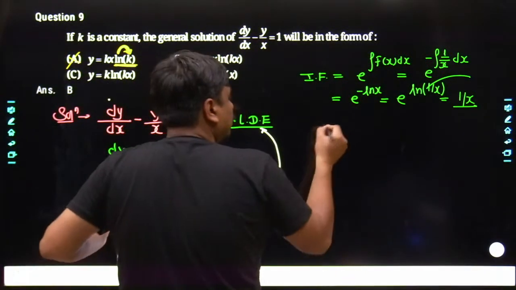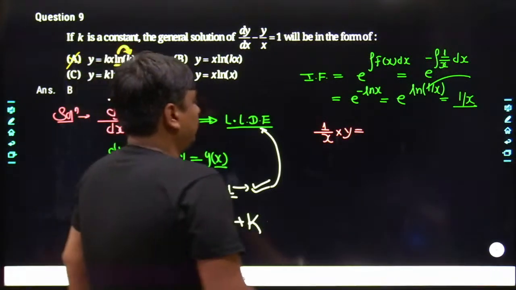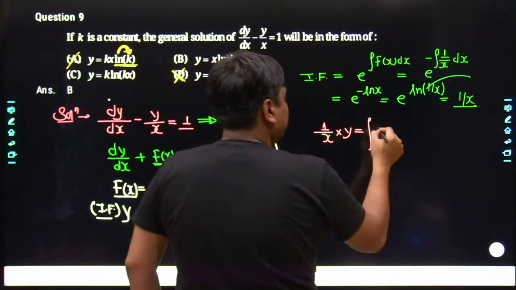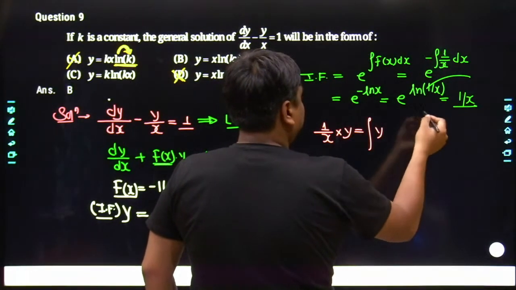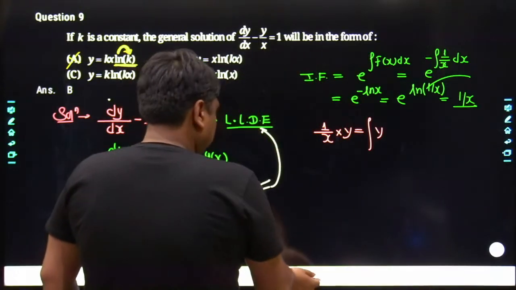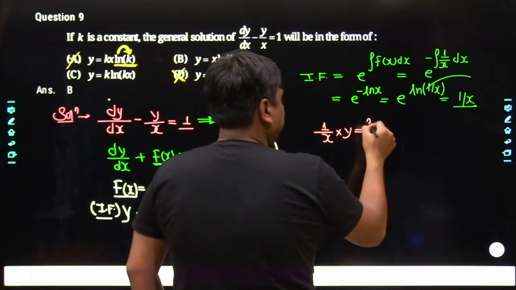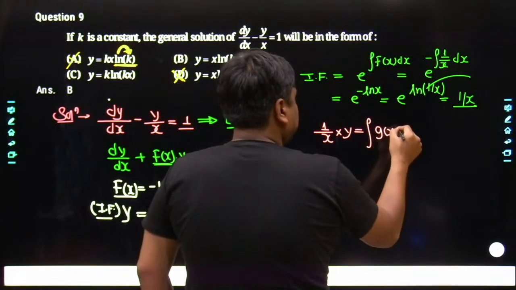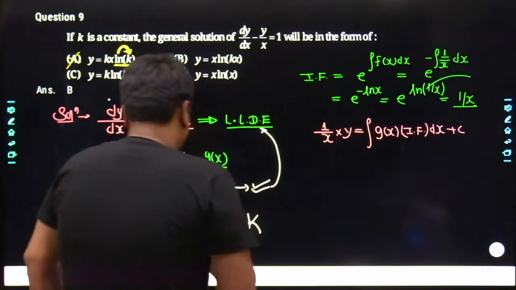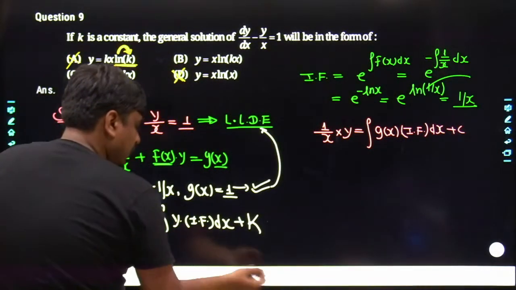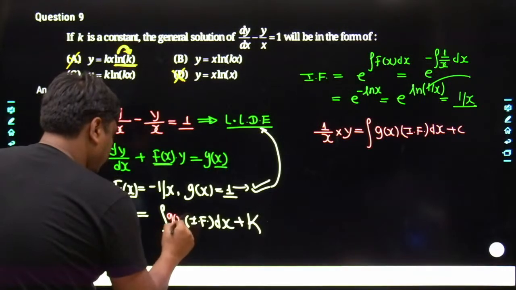The integrating factor is known to me, which is 1 upon x, and has to be multiplied with the dependent variable y over here. Then we would be taking its integration, the integration of y would remain as it is. Just a minute, a mistake has been made. Here we used to integrate g of x multiplied with the integrating factor, dx, plus c. May I know where the mistake is? Yes, it is not y actually, it is g of x.